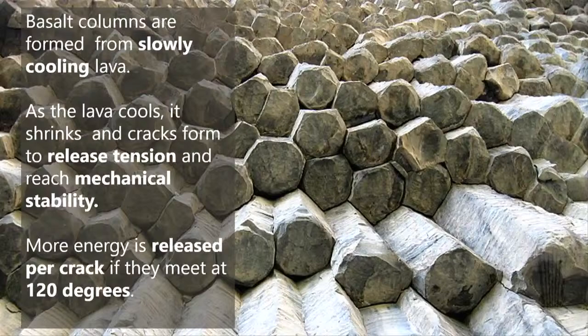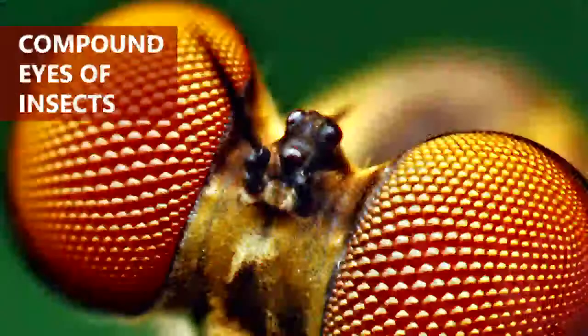As the lava cools and it wants to contract, cracks form to release that tension, and it wants to reach mechanical stability. And it turns out more energy is released per crack if they meet at 120 degree angles. So again, those 120 degree angles creating these hexagons.